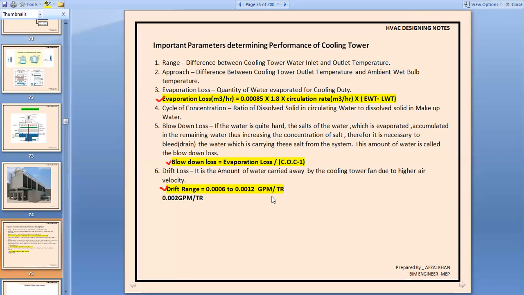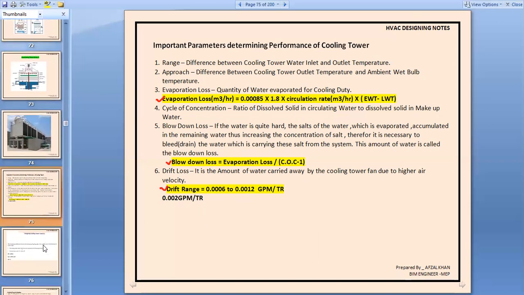For drift loss we used to take 0.006 GPM per TR. We'll take one example, in which you will understand how to use these values.